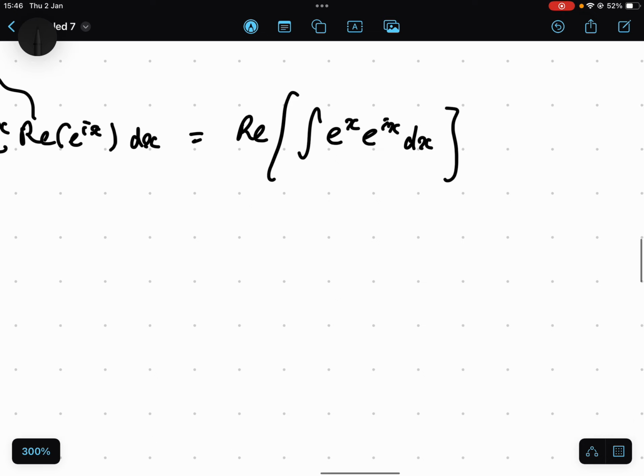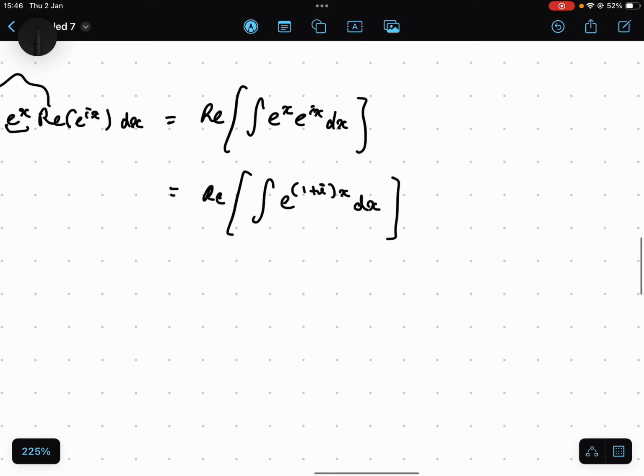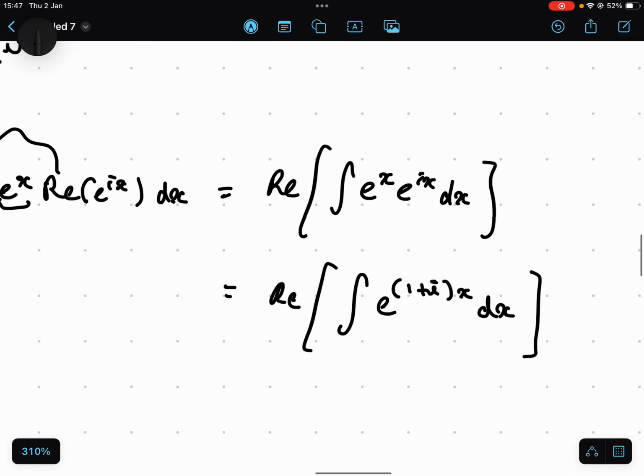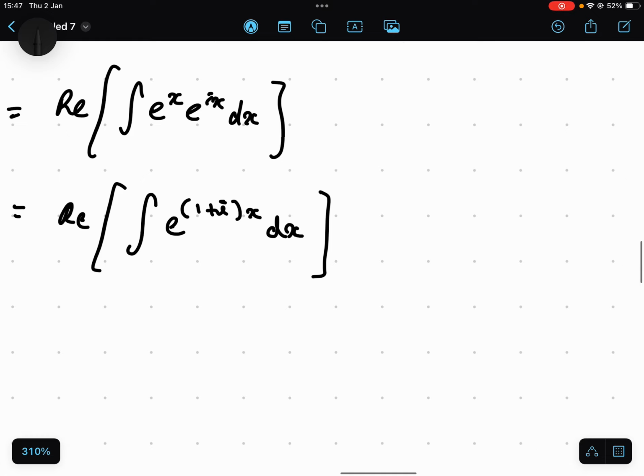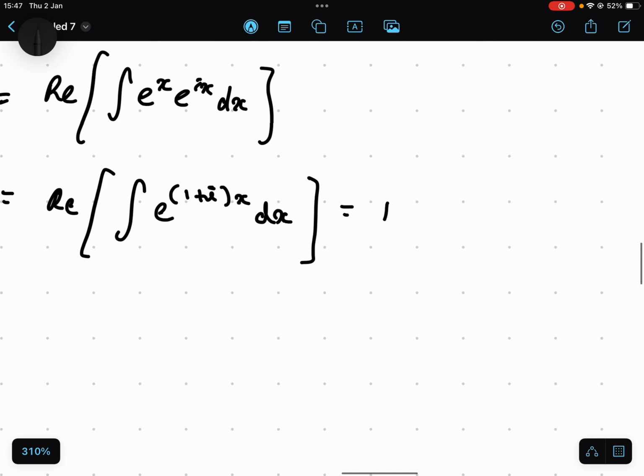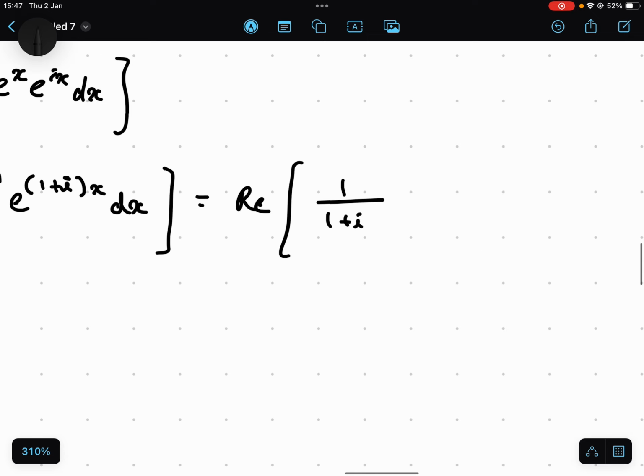All we have to do is use our index laws, which is pretty straightforward. e^((1+i)x) dx. And then we integrate. It's in the form e^(kx), super easy to integrate. If you're saying this is level 100, this is like level 1, level 1 integration. So we're going to have the real part of 1 over (1+i) times e^((1+i)x), and we just put in the plus c at the end.